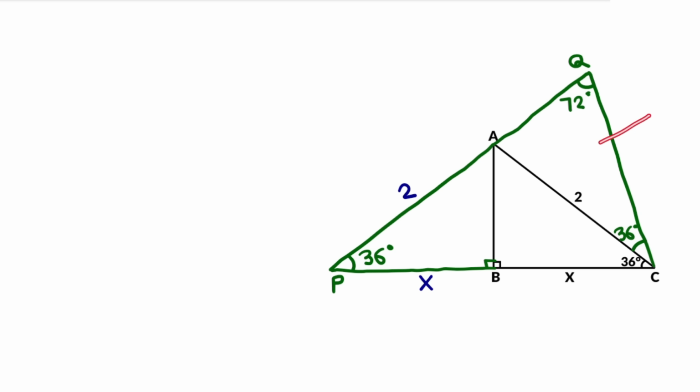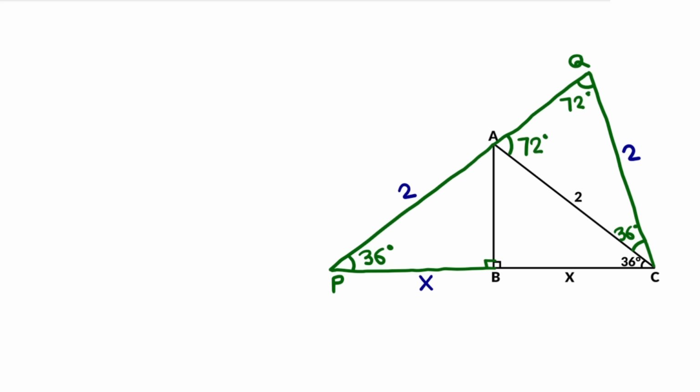Now look at the smaller triangle on the right, ACQ. Its top angle is 72. Its bottom angle is 36. So its third angle, right near the middle, must also be 72. So that triangle is also isosceles. Since AC is 2, CQ is also 2.